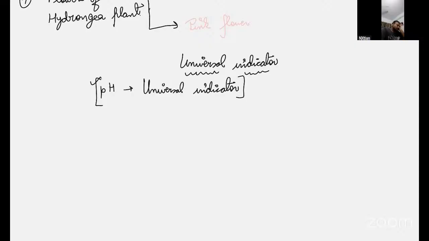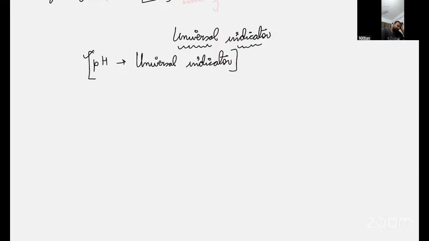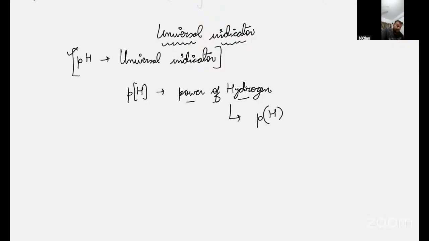Okay, next one. How does pH help us to indicate? What is the meaning of pH? If I'm writing pH, it means power of hydrogen. The full form of pH is power of hydrogen. Basically, pH counts the concentration of H plus ions.